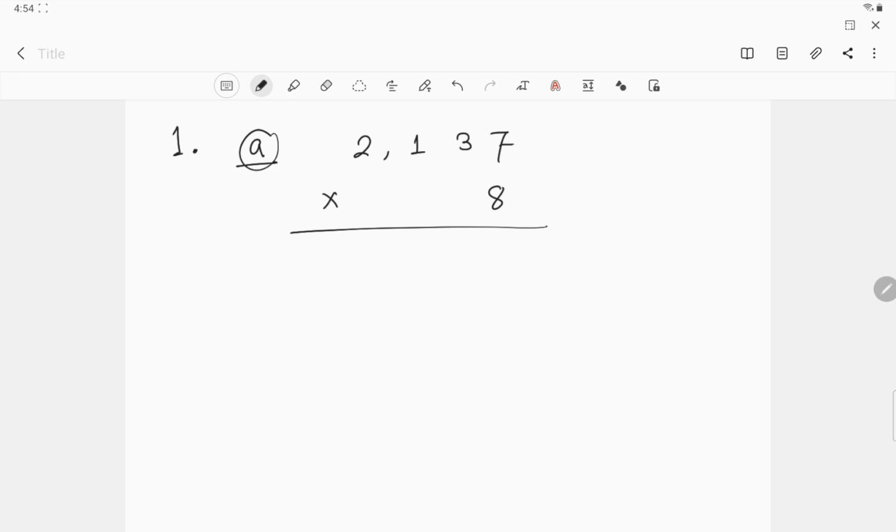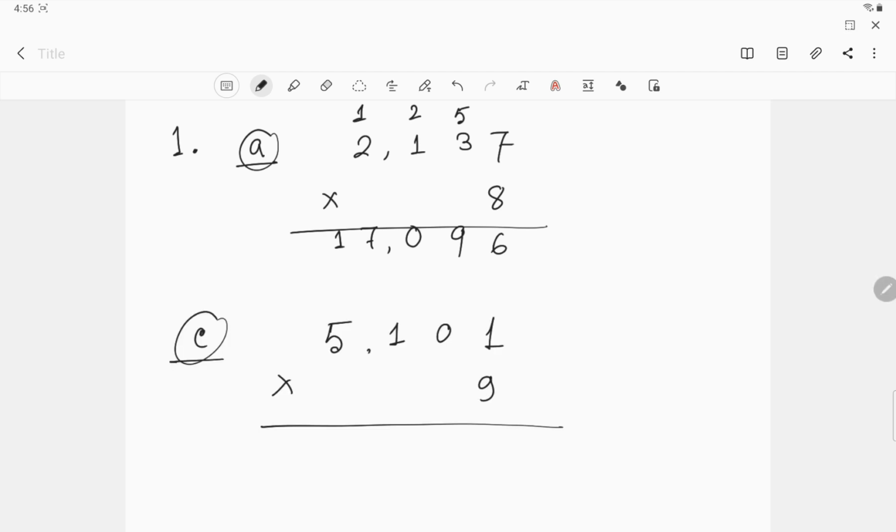Question number 1 says, find the product. We already have done this kind of problems, right? So how to do? First of all, you have to write these numerals column-wise and multiply. So 8 7s are 56. Write down 5 here. 8 3s are 24. 24 plus 5 is 29. And write down 2 here. 8 1s are 8 and 8 plus 2 is 10. And write down 1 here. And 8 2s are 16. 16 plus 1 is 17. So now the answer will be 17,096.